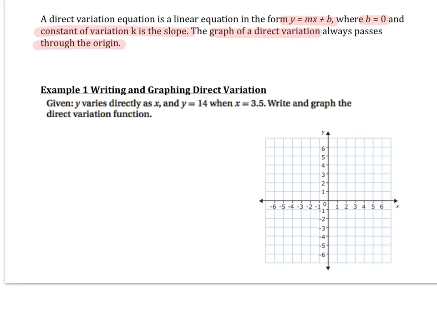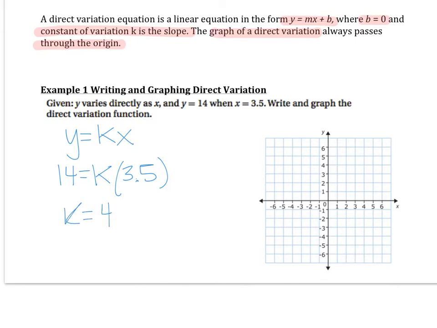So let's write and graph a direct variation. Y varies directly as x. So the first thing we do is write the generic form of direct variation, y equals kx. We use y and our x to find k. So we divide by 3.5, and k equals 4.